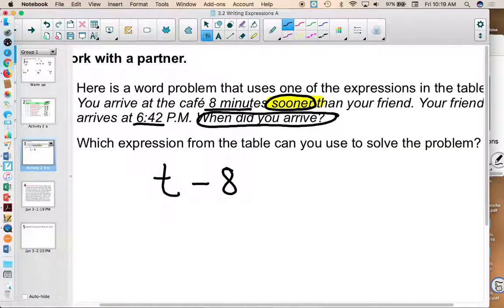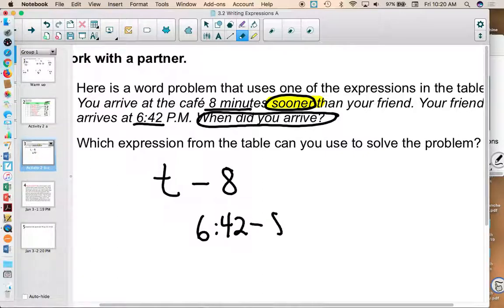Okay? So, what will I substitute in on this one to find out what time I got there? What do I need to substitute in? 6:42. 6:42, and where am I putting it? In place of the T? 6:42 minus 8. Now, is it important that I know these are minutes? Is it important that I know we're talking about minutes here?